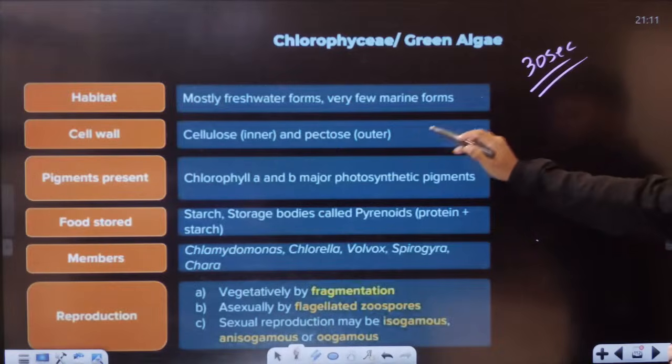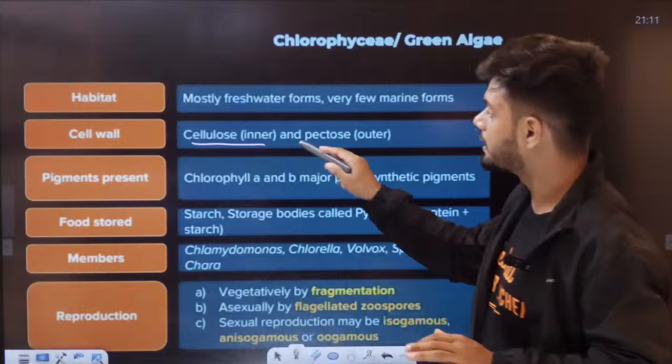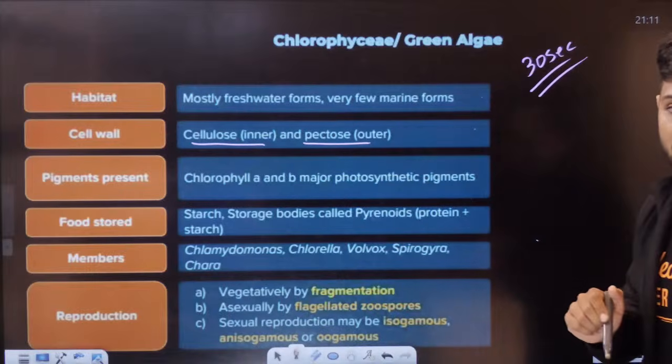Habitat, cell. See, students, cellulose is always on the inside. Pectose is on the outside. Please, students, please remember this.